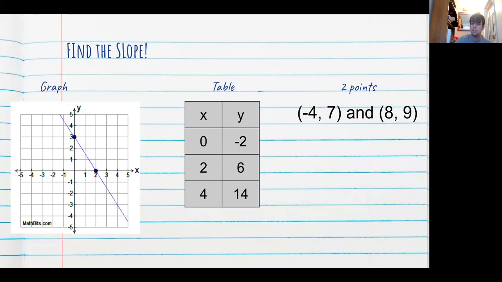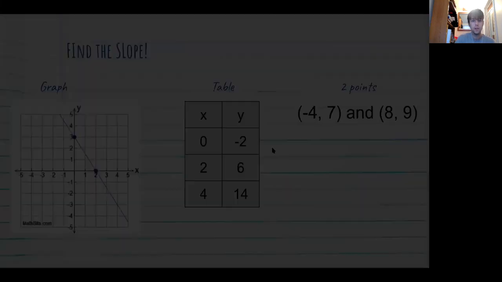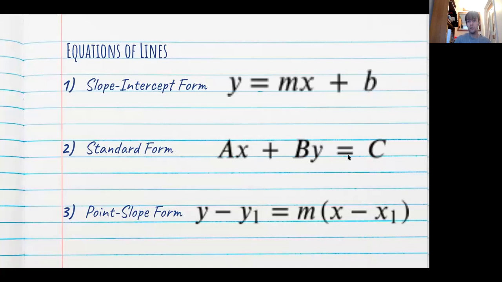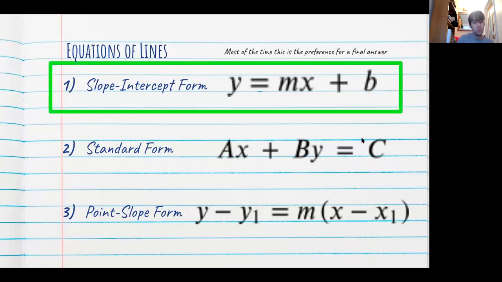All kinds of distractions. Next thing here, keep moving forward, I'm going to talk about equations of lines. So we're mostly going to be using this first one. This is the one that you're most likely familiar with, slope-intercept form, y equals mx plus b. We call this slope-intercept because m is the slope, b is the y-intercept.